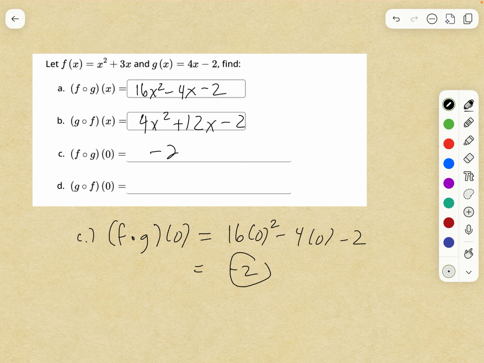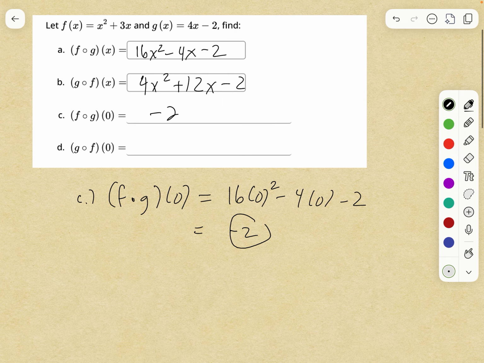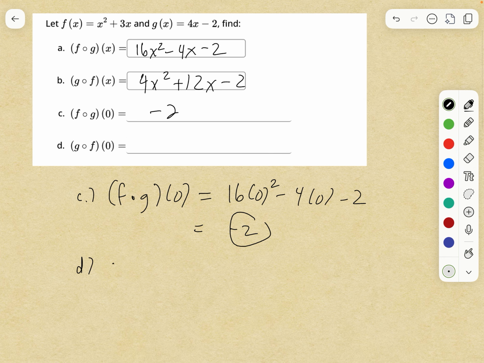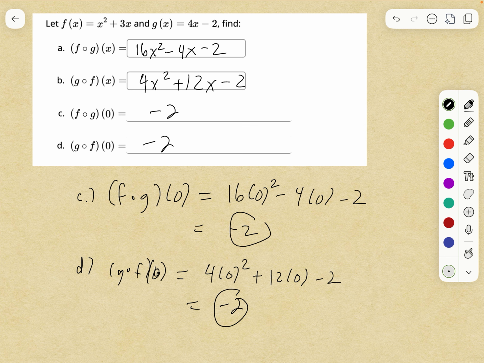And then similarly for part D, g of f of 0, we plug 0 into the function 4x squared plus 12x minus 2. So we get 4 times 0 squared plus 12 times 0 minus 2, which turns out to be negative 2. So in this case, f of g of 0 is the same as g of f of 0, but in general, they're not the same. It's just in this particular example that they turn out to be equal.